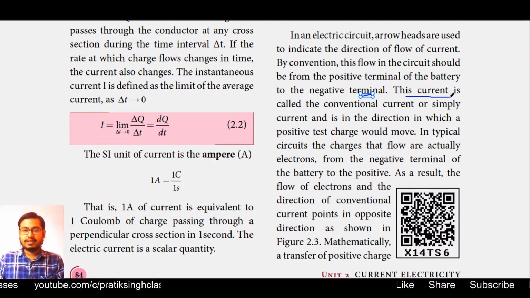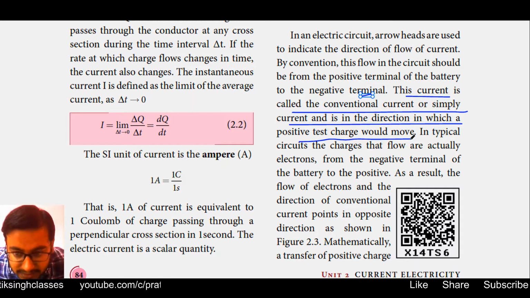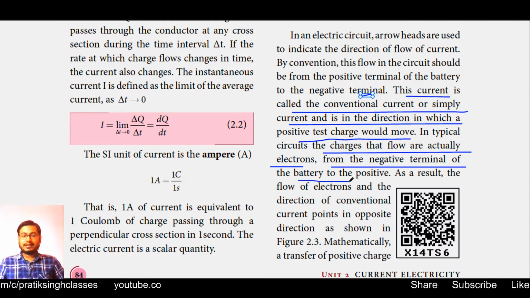This current is called the conventional current, or simply current, and it is in the direction in which a positive test charge would move. In the figure we saw earlier, whenever we say conventional current, it means the positive charge is moving outward from the battery. The battery's positive terminal will give up the positive charges, and from the negative terminal of the battery, it will give up the negative charges in the outward direction.